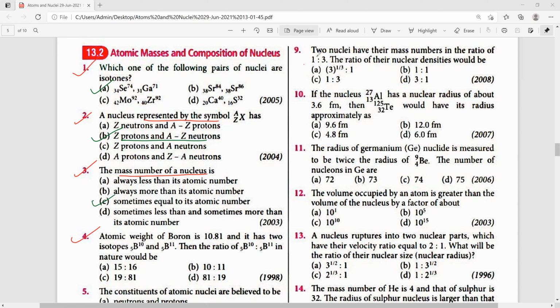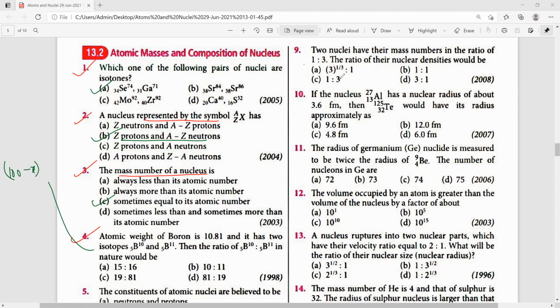Fourth one: the atomic weight of boron is 10.81 and it has 2 isotopes, boron 10 and boron 11. The ratio of those two in nature would be 15:16, 10:11, 19:81, or 81:19. Here that is calculated. Let boron 10 represent X percent. So the percentage of boron 11 is 100 minus X.